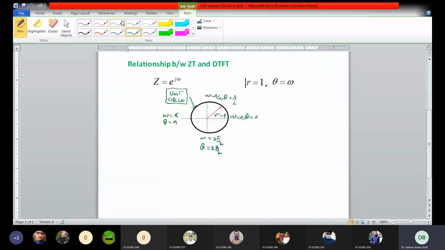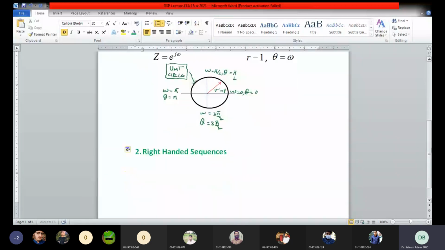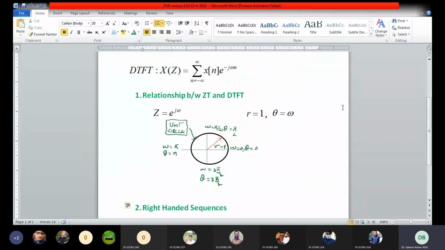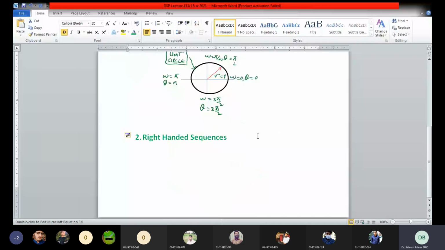So the next topic is right-handed sequences in your book. Right-handed sequences. So right-handed sequences are those sequences that exist from 0 to infinity.